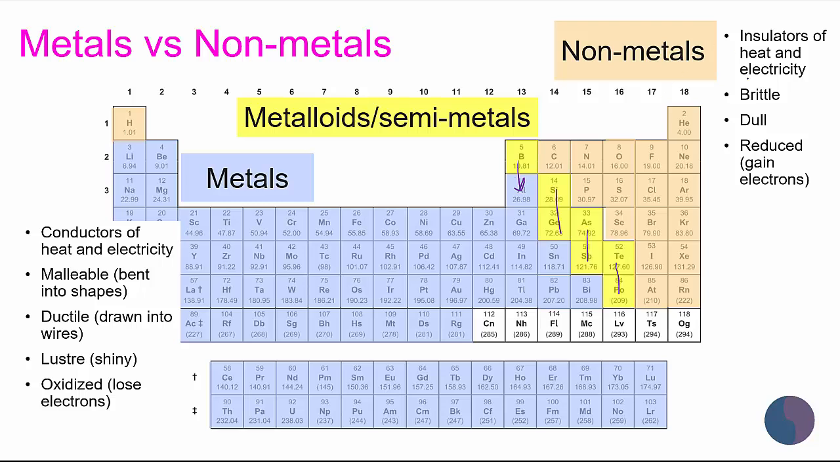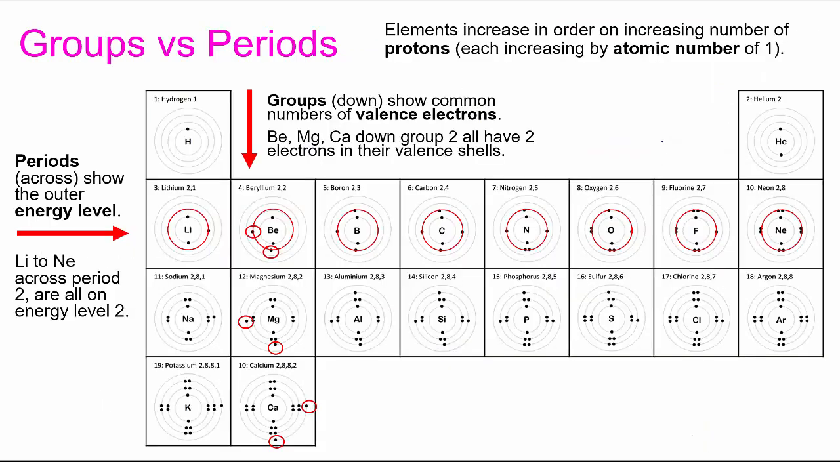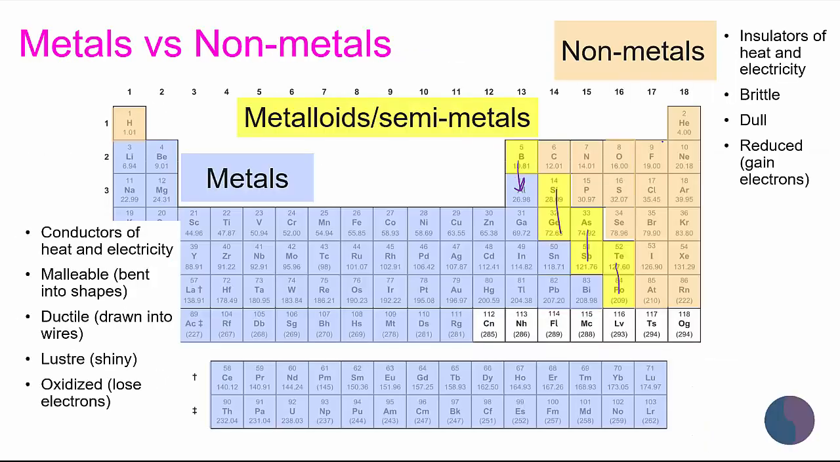So insulators of heat and electricity, brittle, dull, these things. As we'll go with periodic trends, you'll see why they like to gain electrons to get a full shell, because it's very easy, and it's on that slide there. And so that is reduced, we say, once you get to redox. And the metals like to lose electrons, and we're going to call that oxidized once you get to redox.